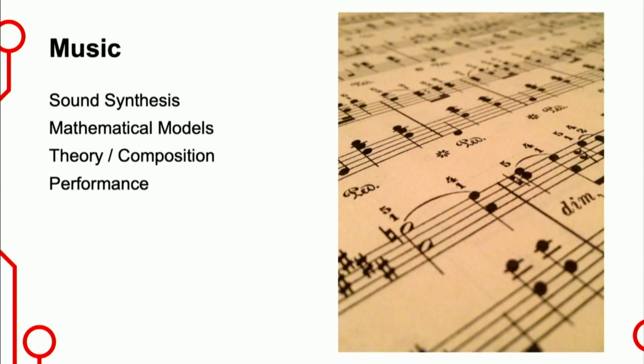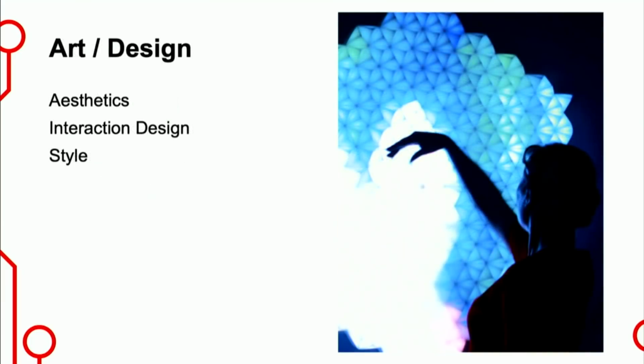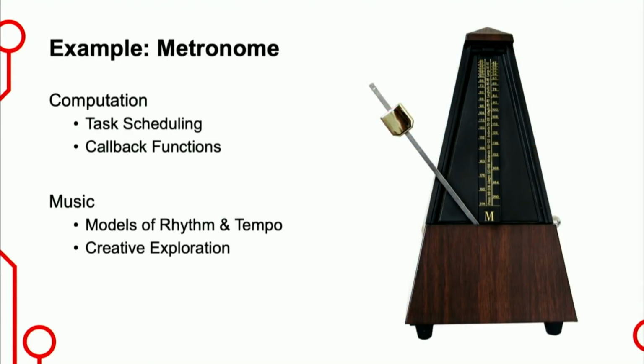So we talk about music and music modeling and sound synthesis, and actually get into how you mathematically model composition or performance or music theory. And of course, it's all wrapped up in music, which is an art form. But there's a lot of design elements as well. So art and design, there's an interesting interplay there along with computation. We talk about aesthetics and interaction design and style and that kind of thing. And so I want to show you an example.